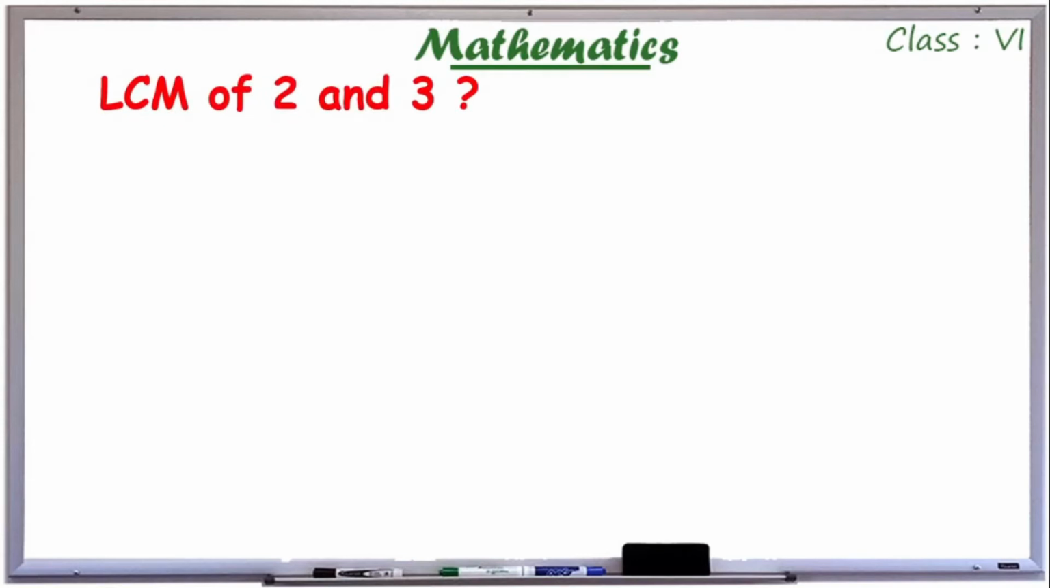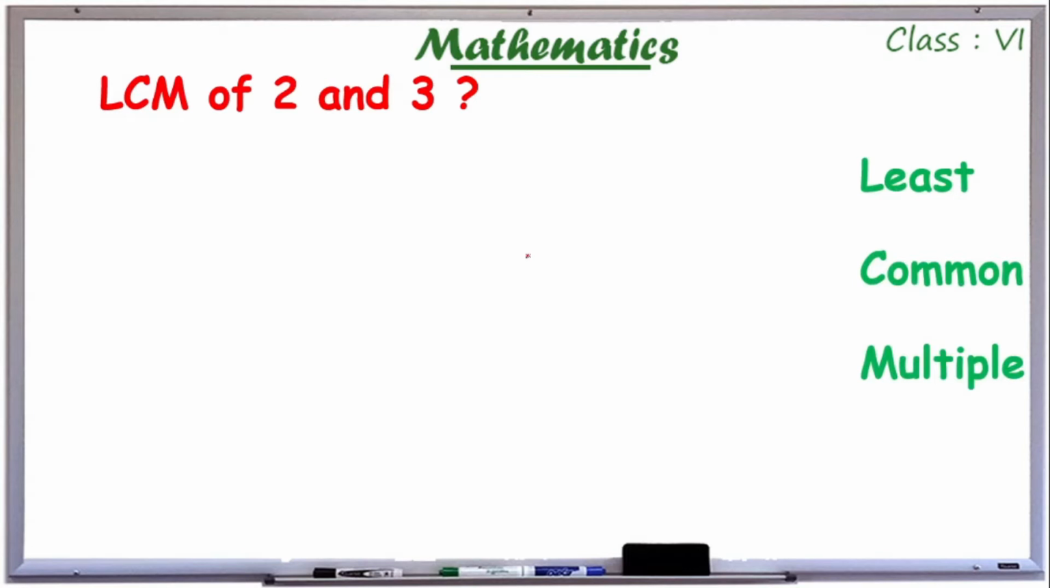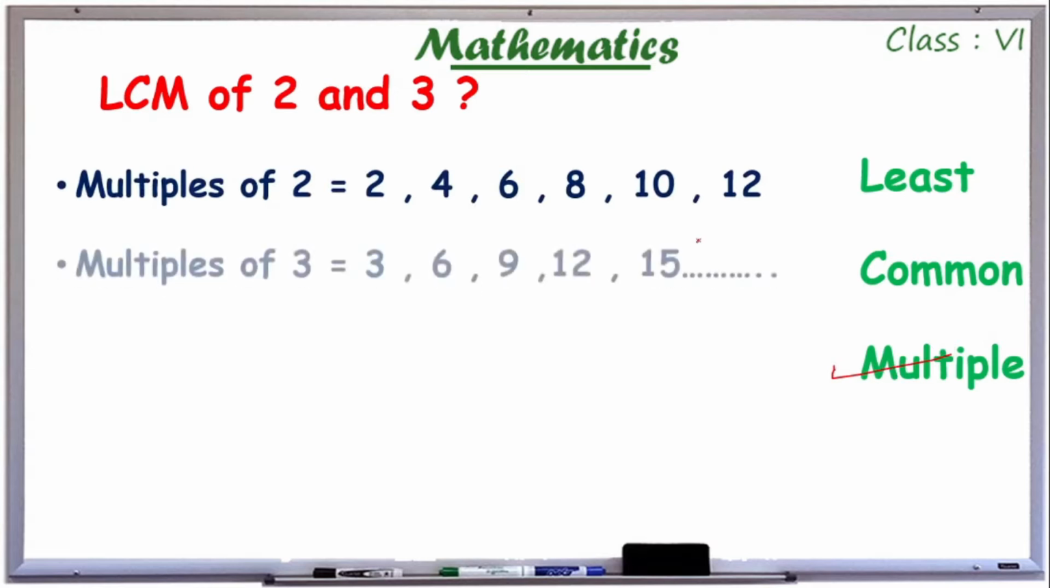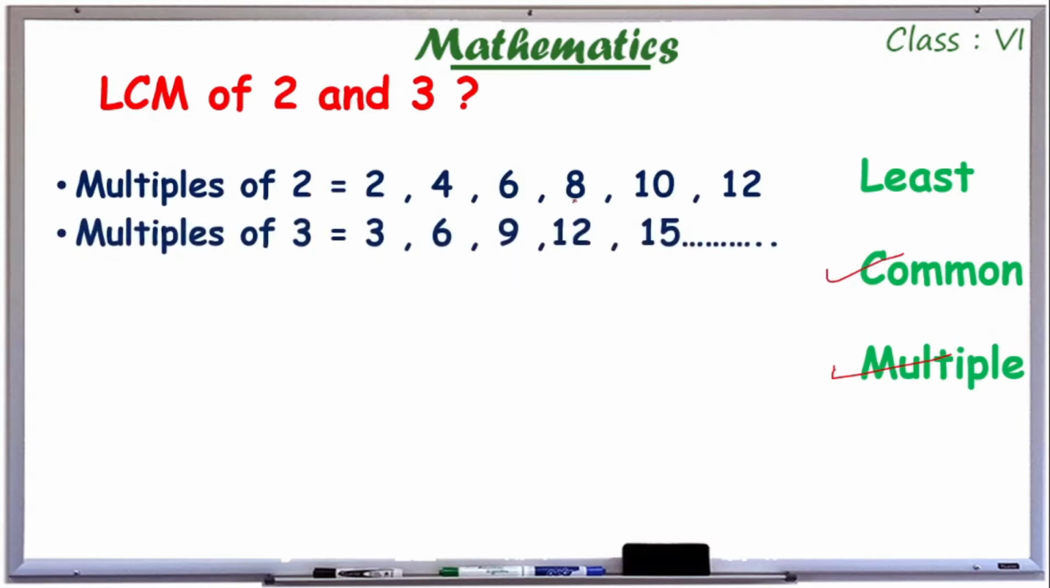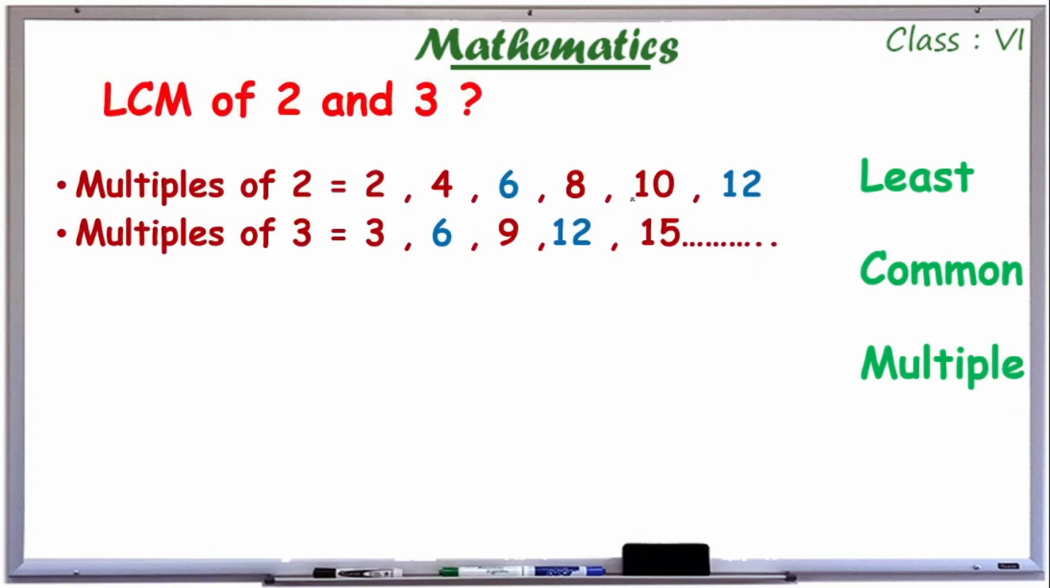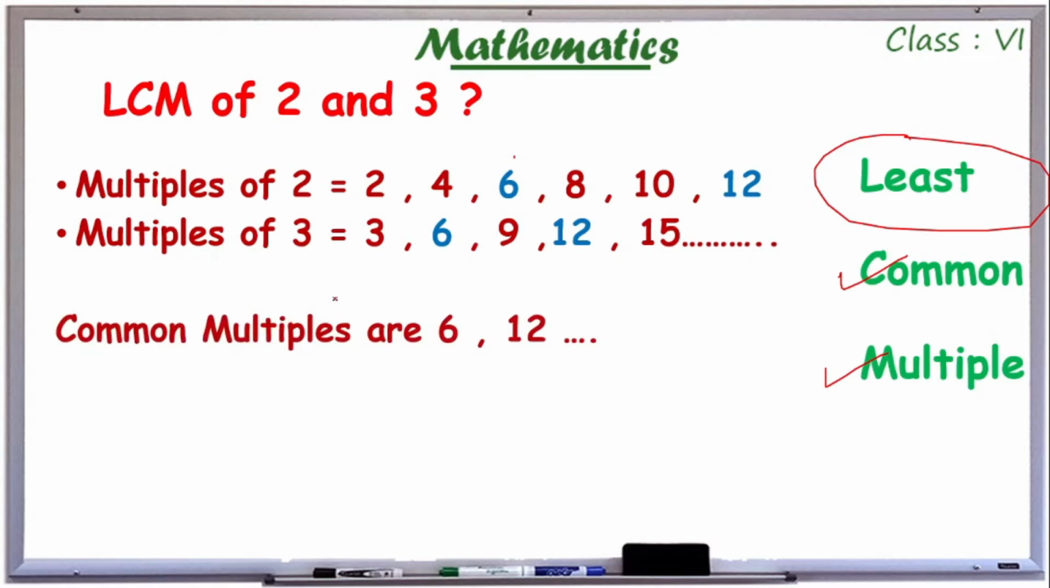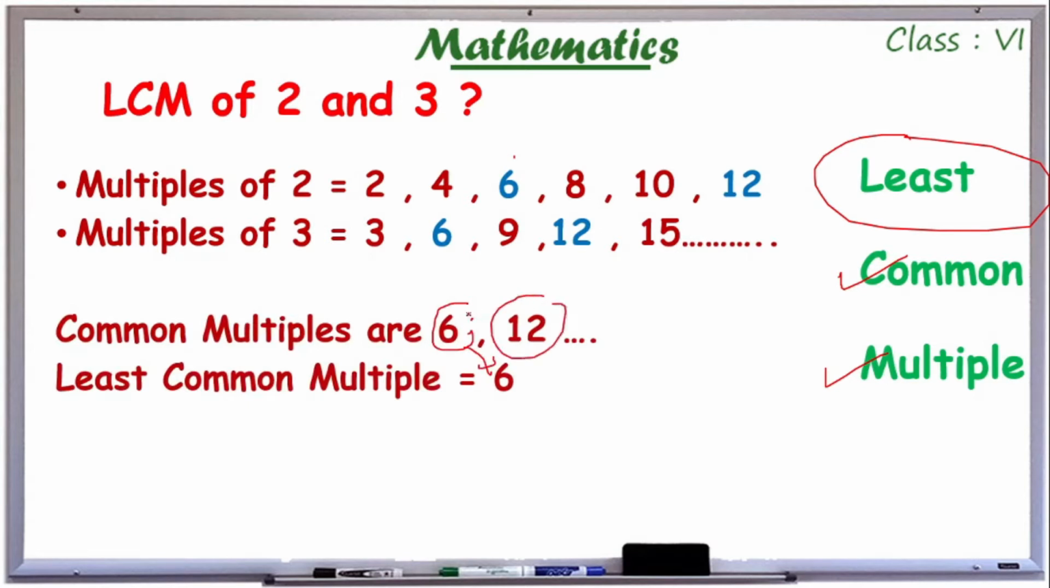Already we have seen the LCM of 2 and 3. How to find the least common multiple of 2 and 3? That is the question. We have to find the multiples first. The first step is writing multiples of 2 and multiples of 3. Now I have to look for common elements. The common elements are 6 and 12. Multiples are ready, common elements are ready, then we have to find the least element. 6 and 12 are the common multiples, and the least number is 6. 12 is larger, 6 is smaller, so the least number is 6. So the LCM of 2 and 3 is 6.